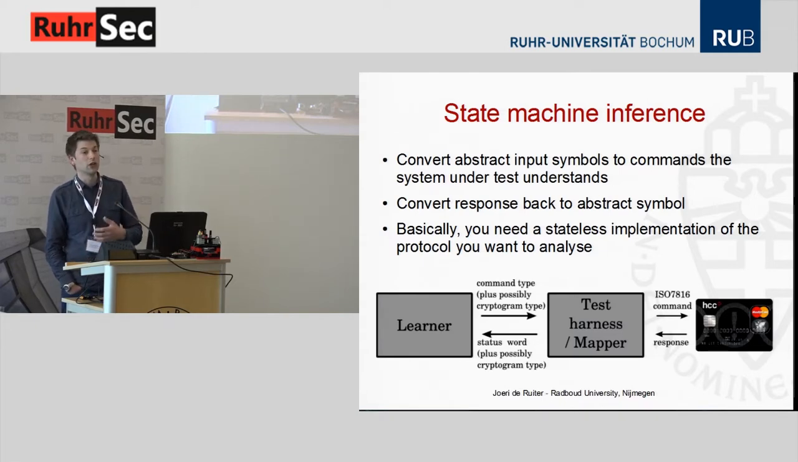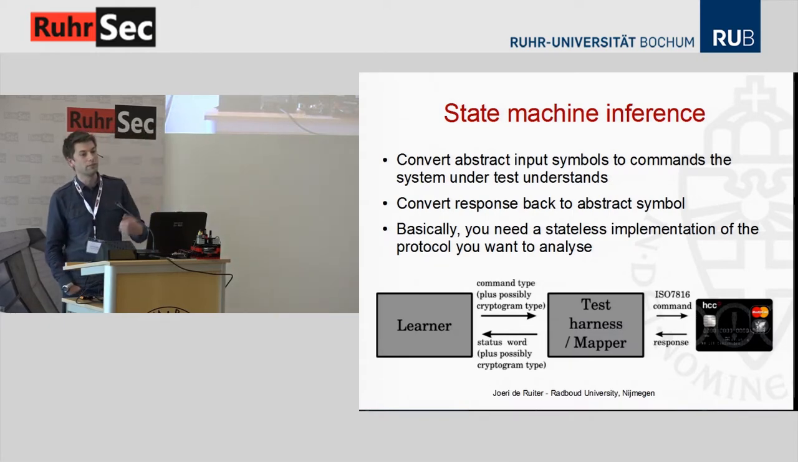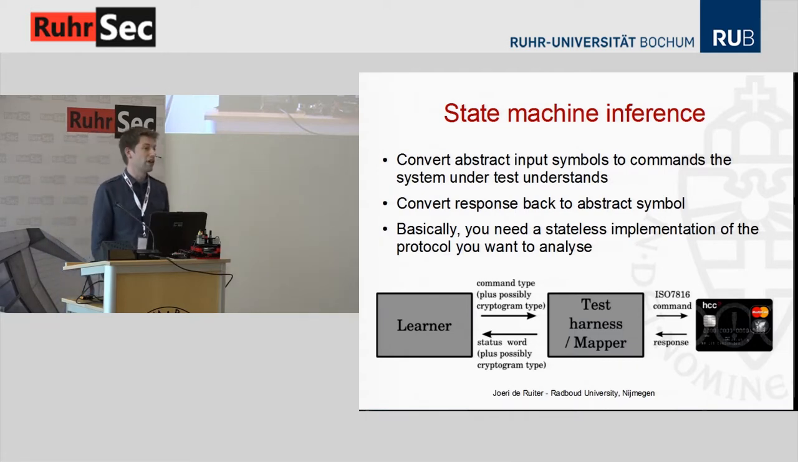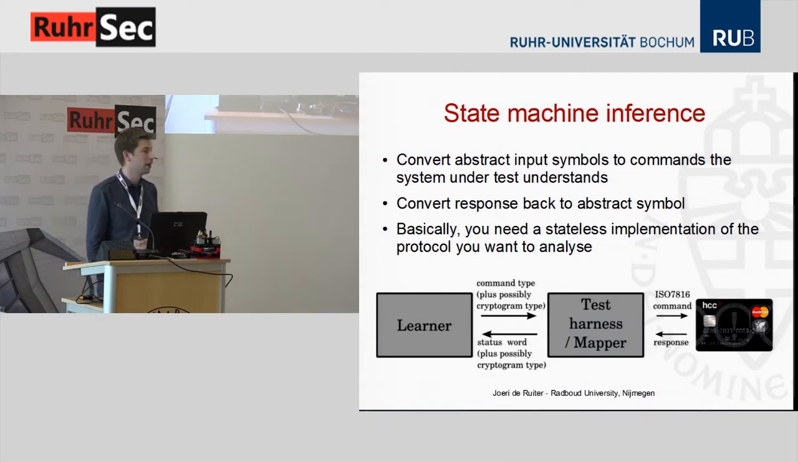So basically what you will need if you want to use this method is a stateless implementation of the protocol, because you will need to be able to send messages in all different orders. So you will not just go through the happy flow. You might also have to start with the last message. And if that last message happens to be an encrypted message, then you already have to make sure that at least you initialize the keys to some kind of sensible value.